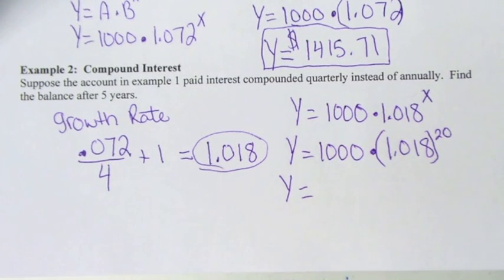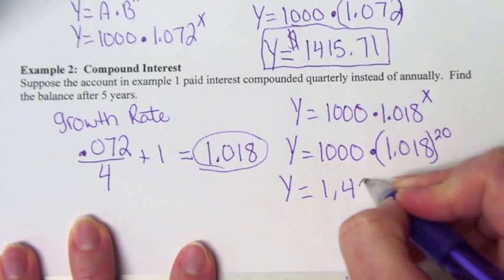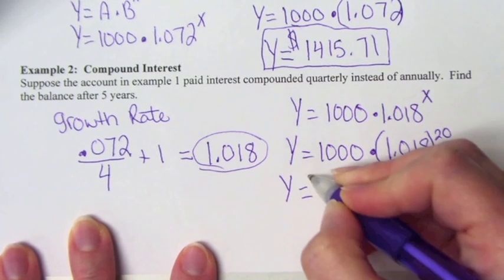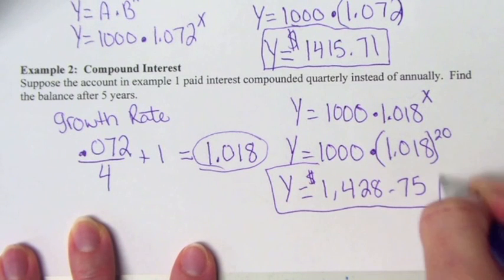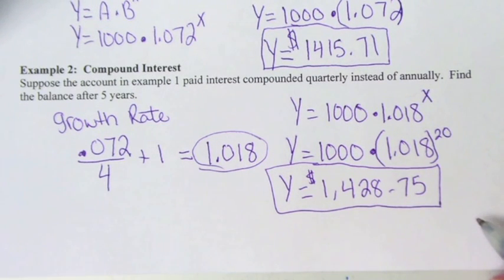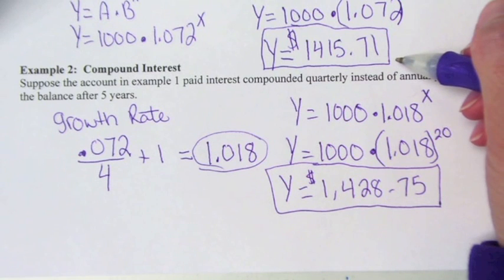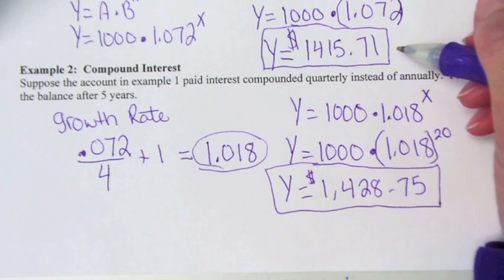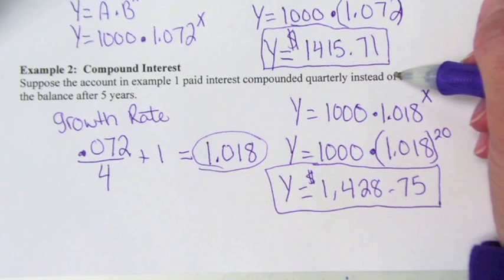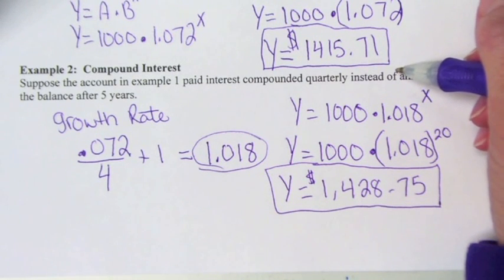And let's see what the difference is if they compound annually or quarterly. 1,428.75. So that's how much money you would make if it compounded quarterly. It's higher than the compounded annually. You get $13.04 more if you compound quarterly instead of annually.